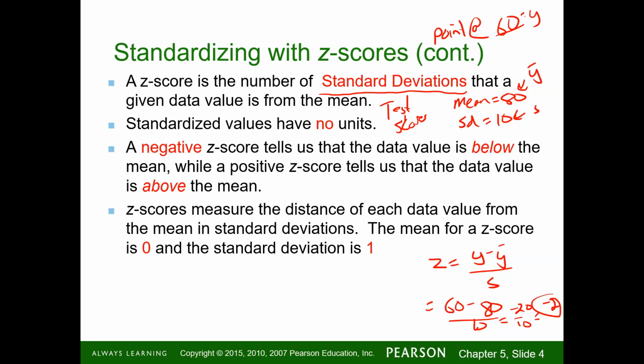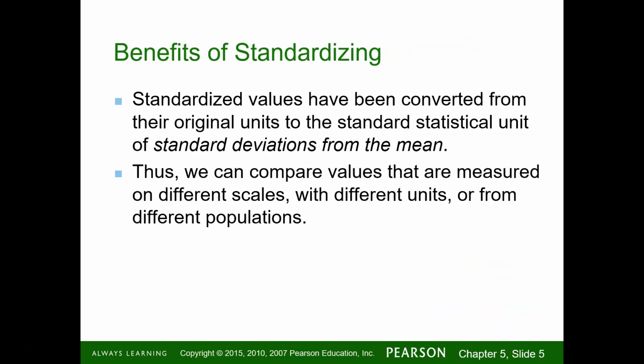So z-scores measure the distance of each data value from the mean in standard deviations. The mean for a z-score is 0, right? Because if I had an 80 for the point, 80 minus 80 would be 0. And the standard deviation is 1 because we're dividing by the standard deviation, and so it just makes it 1. So the standard deviation is 1 and the mean is 0 for z-scores, for standardized scores. Standardized values have been converted from the original values to the standard statistical unit of standard deviations from the mean. That's what a z-score is right there.